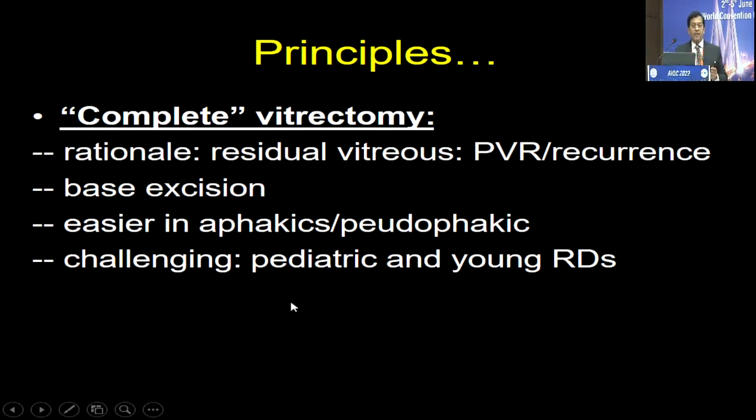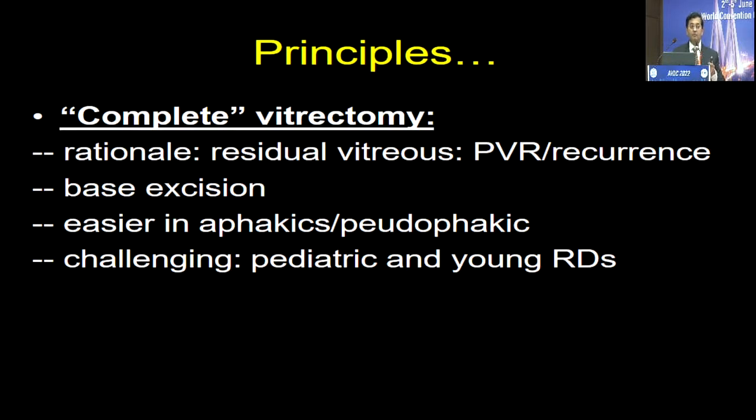The most important thing in vitrectomy for retinal detachment is to do a complete vitrectomy. The rationale being that you don't want residual vitreous remaining behind, because that residual vitreous will act as a scaffold for PVR and will cause a recurrent detachment and will bring down your success rate.